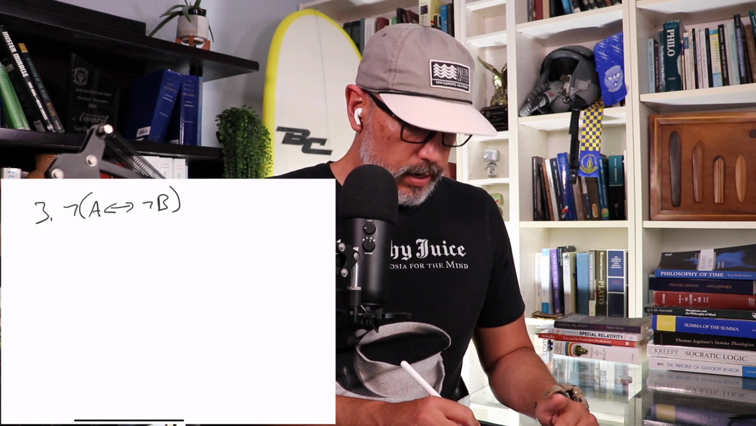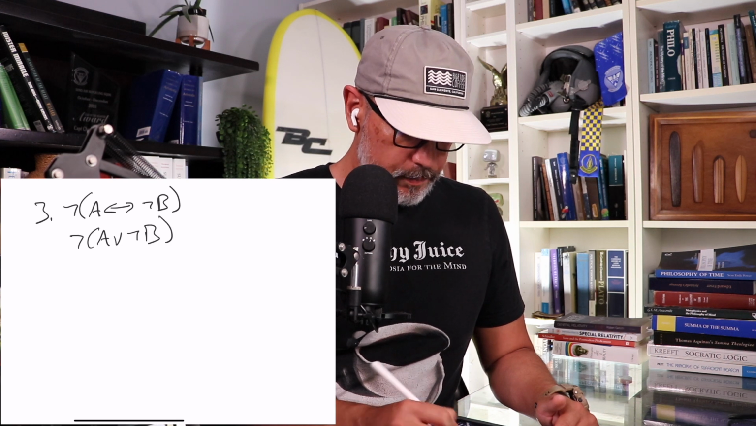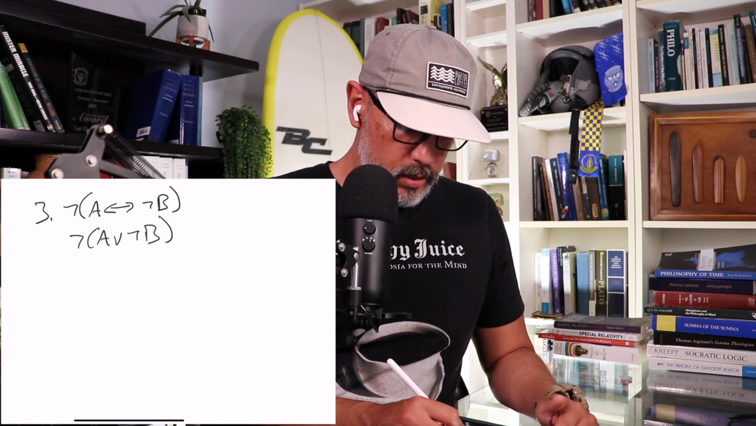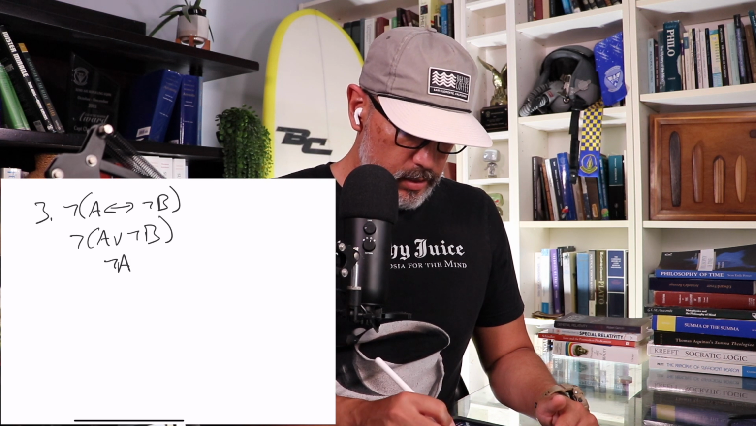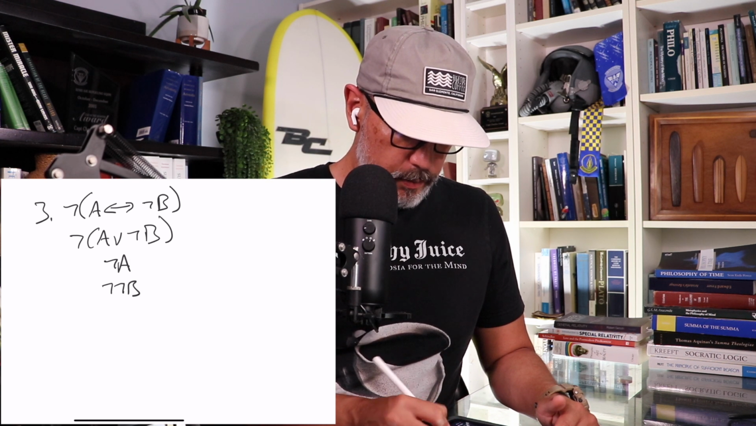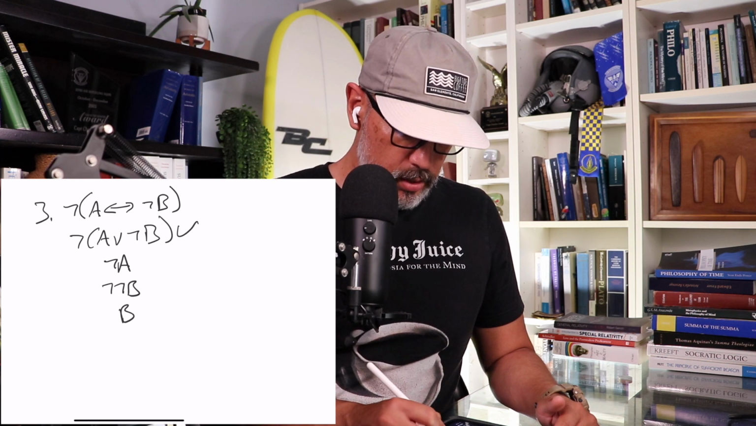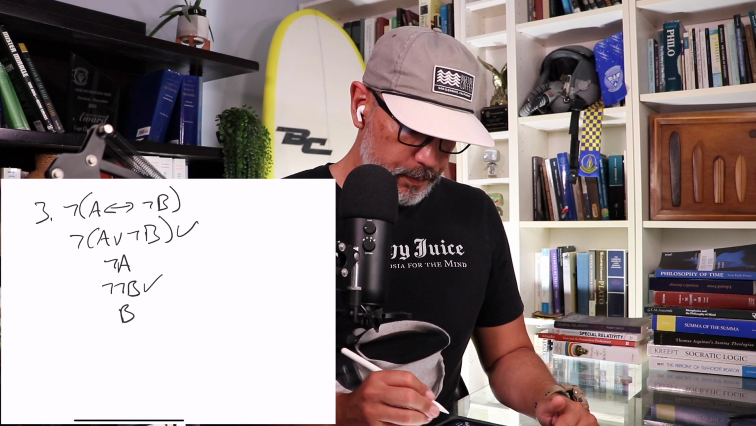Not A or not B. All right, let's first do the negation of that disjunction. And that looks like this, not A, not B, check. Then we have the double negation, check.